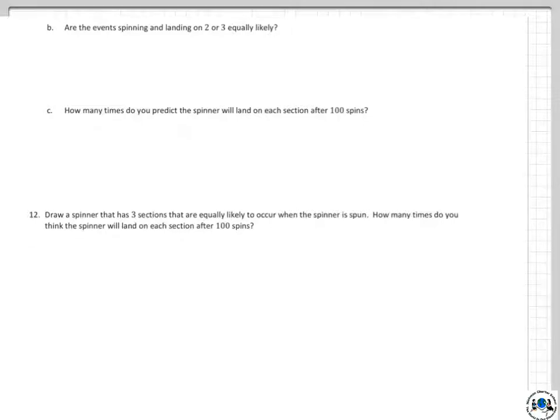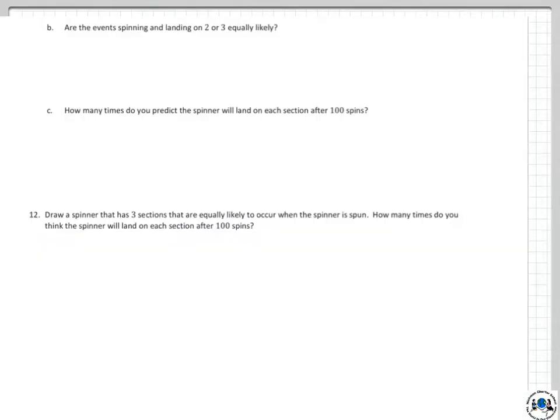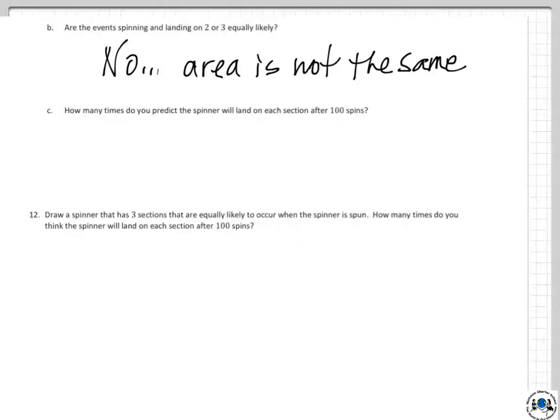Okay, so are the events of spinning and landing on a 2 or 3 equally likely? And we saw what that looked like. Here is our 3, here is our 2, and it's pretty obvious there. That is no. The area is not the same. So on a spinner, whichever number or section has the larger area is going to have the greater chance or greater probability.